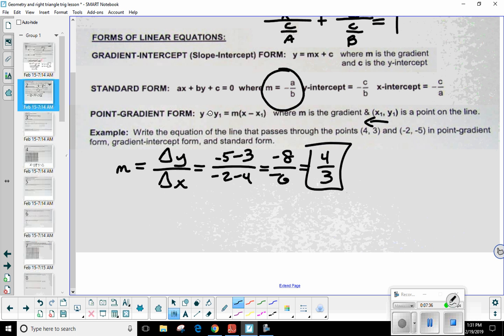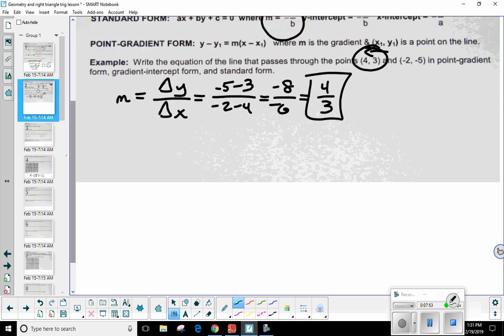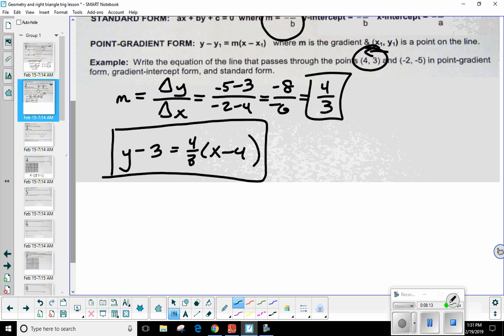Now the first one we want is point gradient form. That's this one right here. So using a point and the slope, we want to go ahead and write it out. So let's see. Evelyn, what point do you like? 4, 3 or negative 2, negative 5? 4, 3. So let's use this point with that slope. So Evelyn, what would the equation be given that information? For point gradient or point slope. Okay. All right. That's point gradient form, just using the point and the slope.